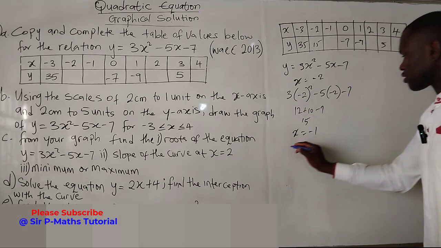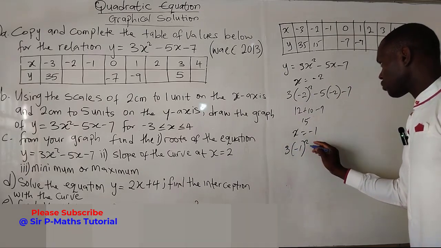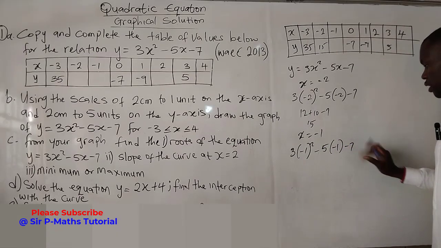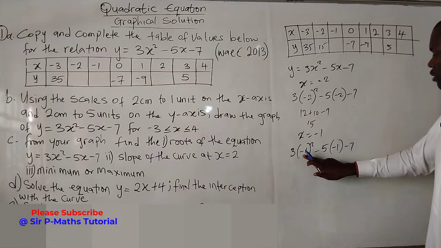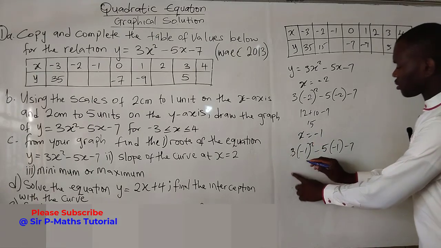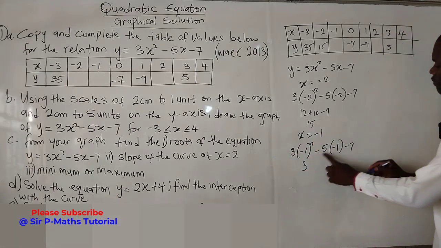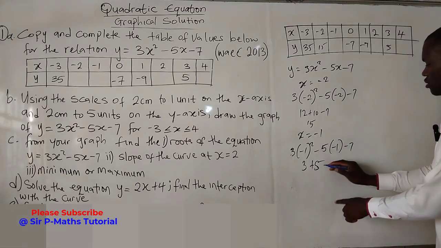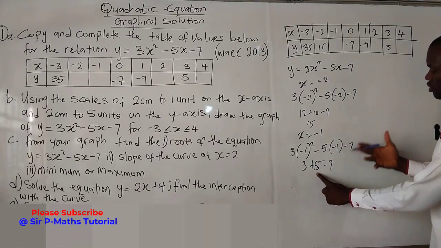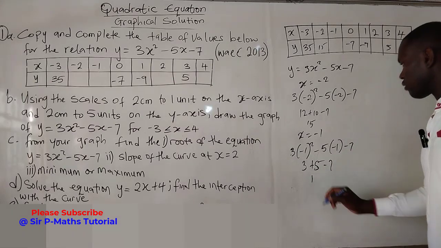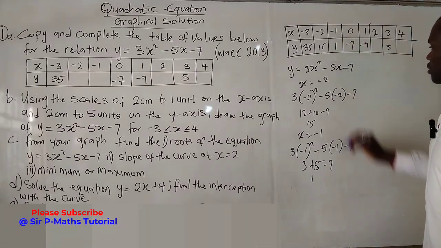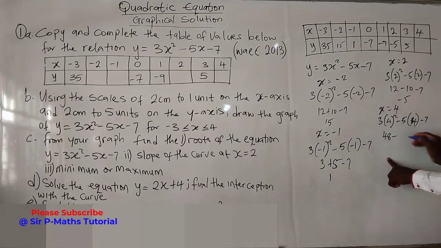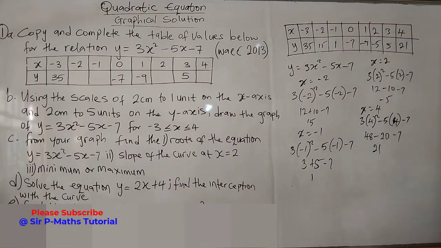Then we solve for when x is -1. The same process. I'll put -1 here, squared, minus 5 into -1 minus 7. Now -1 squared is 1 times 3, I will have 3. -5 times -1 is 5, minus 7. This plus this will give us 8. Minus here, I will have 1. So here my y is 1. We have produced that table.